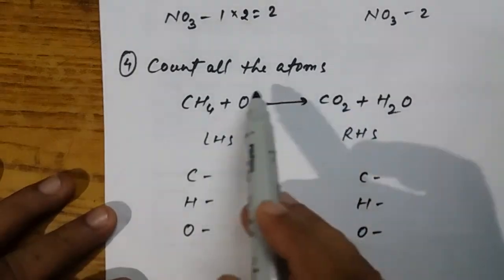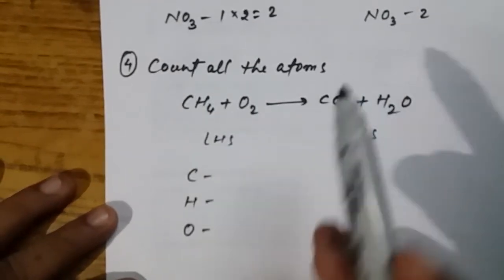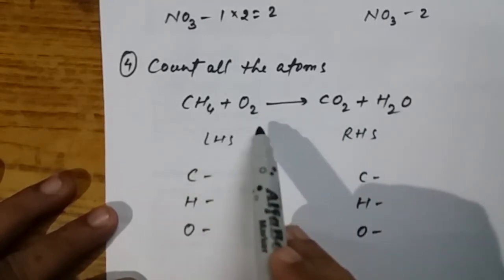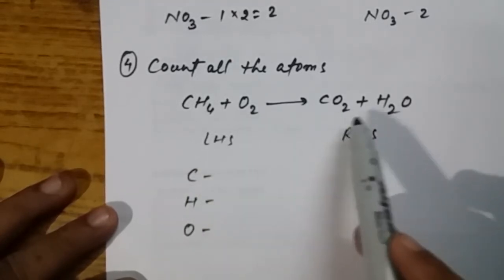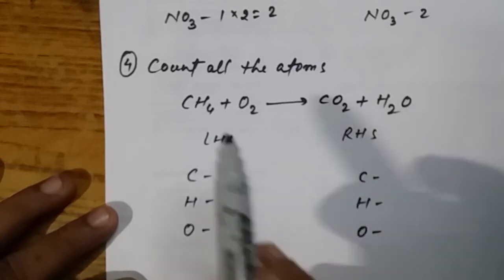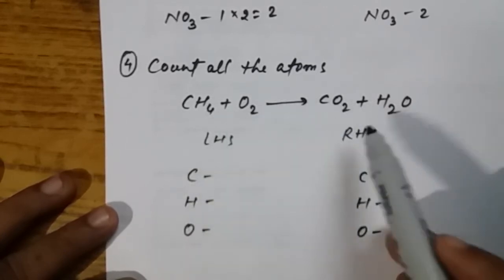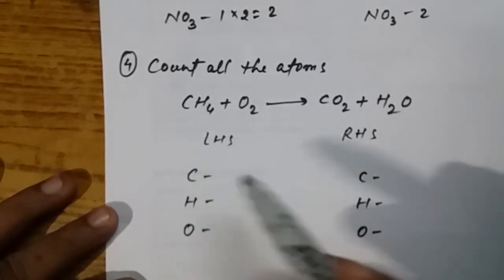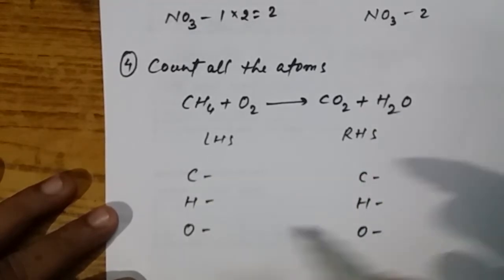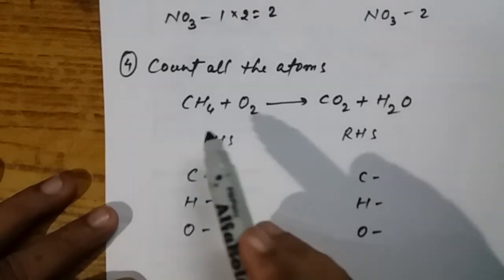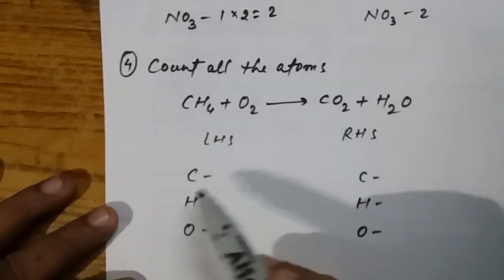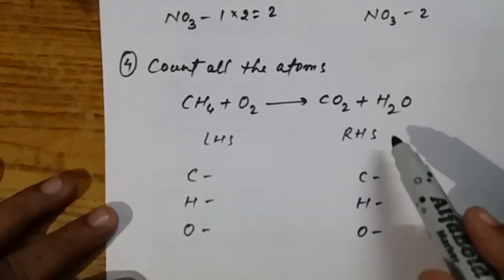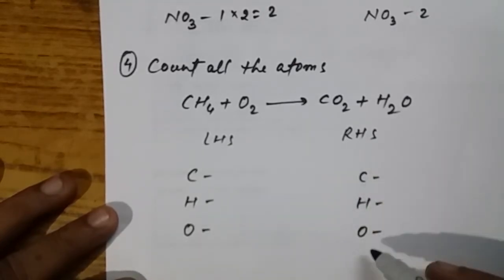Now I am going to take one more point, that is, I have told you before also, count all the atoms. Again I am telling you, see the equation what we have given to balance, that is CH4 plus O2, which gives CO2 plus H2O. As I have told you before, this one is reactants and this one is products. So in the LHS means left hand side and RHS right hand side, we will write the elements what are given over here. So here is carbon given, hydrogen given, as well as oxygen given. Here is also carbon given, hydrogen given, and oxygen given.